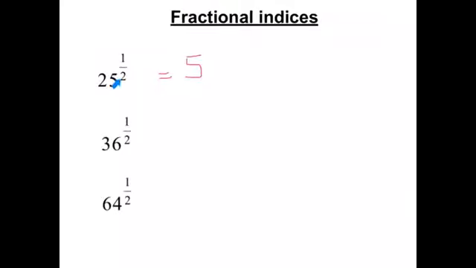That's because I've had a little look at this value here, and I've seen it's a 2. So what that actually means is I've square rooted the value of 25. In other words, this is what's gone on: square root of 25.